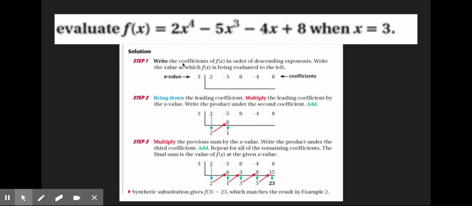What I'm going to do this time is write the coefficients of each step in the order of their descending exponents. So 2x to the fourth, there's the 2. Negative 5x to the third, there's the negative 5. Notice, this is so important, you guys: 0x squared. There's no x squared in here, so we include the 0. Each column represents one of the powers, and so if we skip one, we include the 0. Then negative 4x, then the constant term.